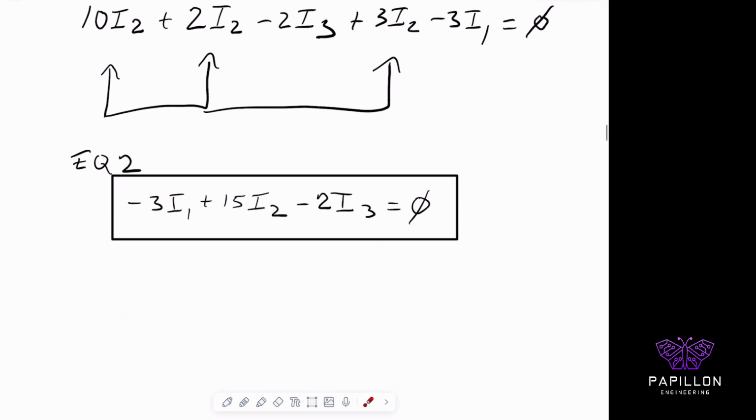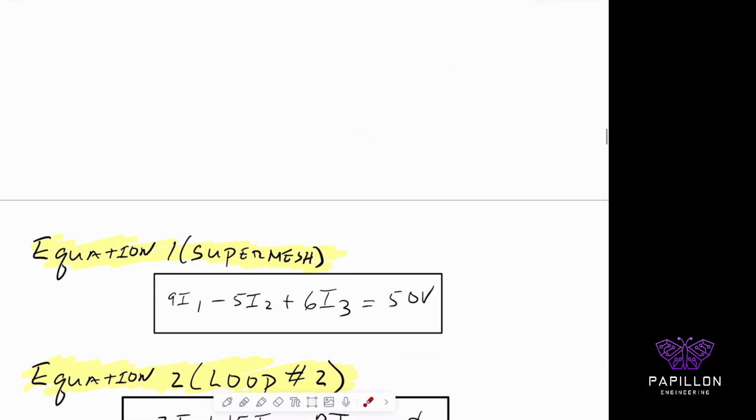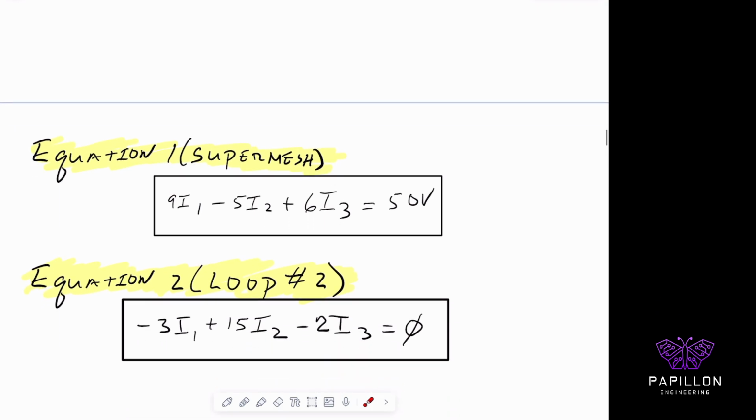So finally, once we have those two equations, here's what we're left with: our simplified problem. We're going to have our equation 1, which is our supermesh equation, and equation 2, which is our loop number 2 equation. And I have two equations, and as you can tell, 3 unknowns. I have unknowns I1, I2, and I3, in both terms. So 2 equations and 3 unknowns.